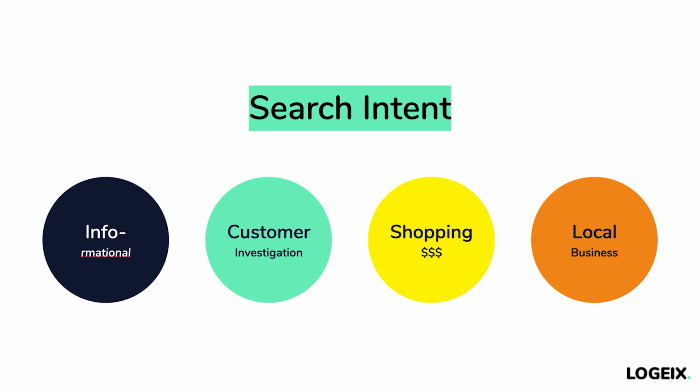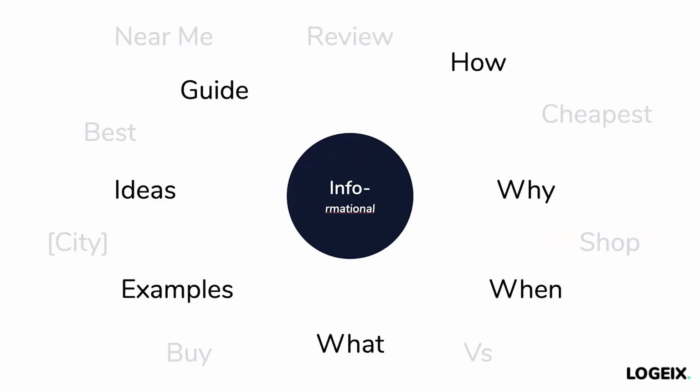There is informational, there is customer investigation, there is shopping, and there is local, which again, I'm not really into so much these days. Now if you were to break down examples of what words you want to look for in these cases, you'd have, say, informational, which is guide, how, why, when, what, examples, ideas, things that suggest they're looking for information. They're not looking to buy anything. They're not even looking to potentially buy in the future. They're just looking for information.